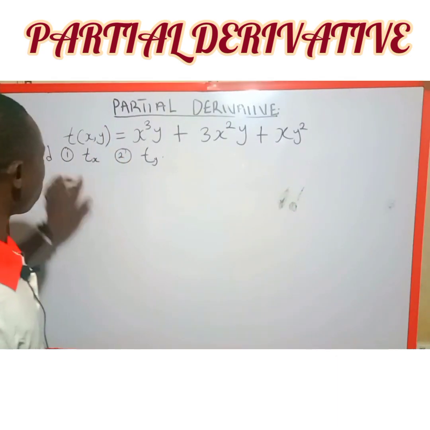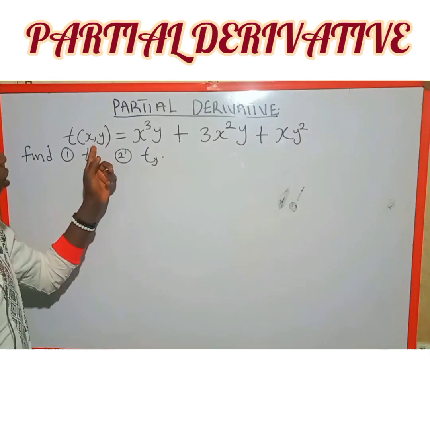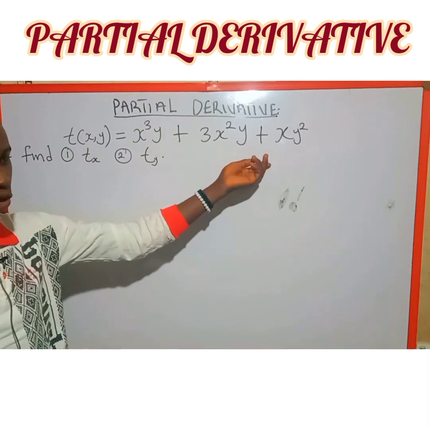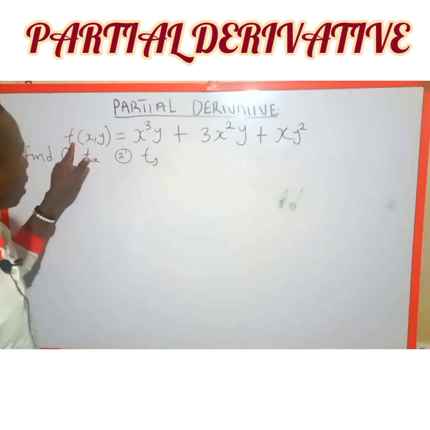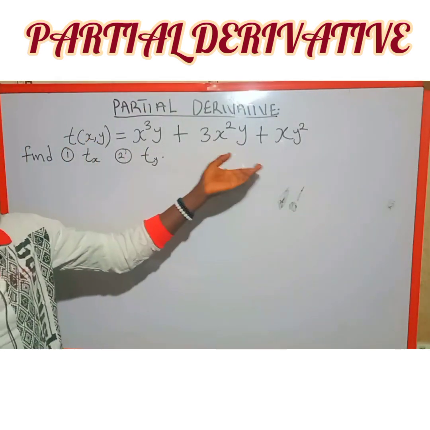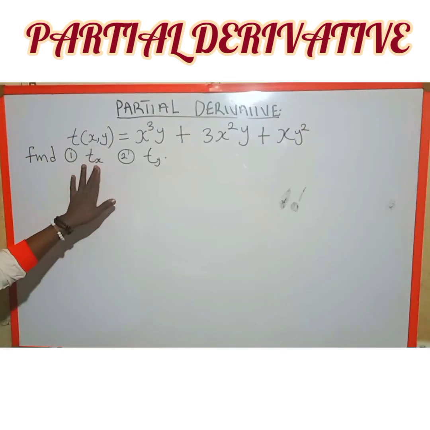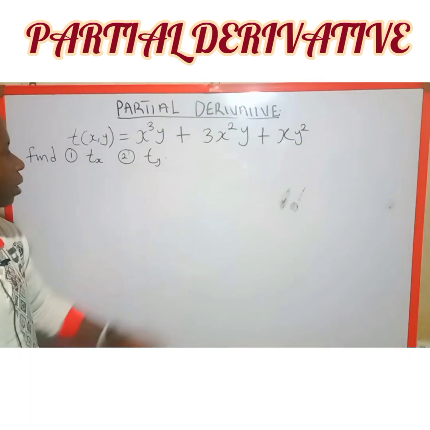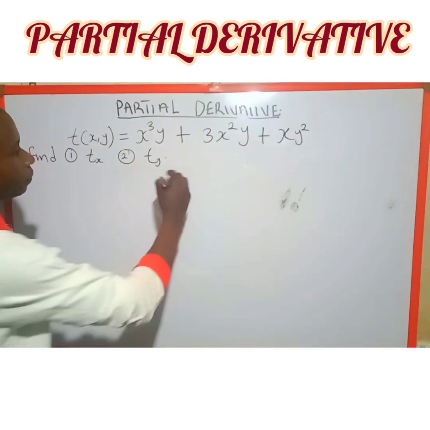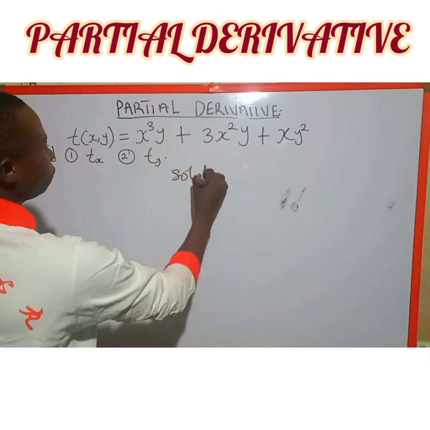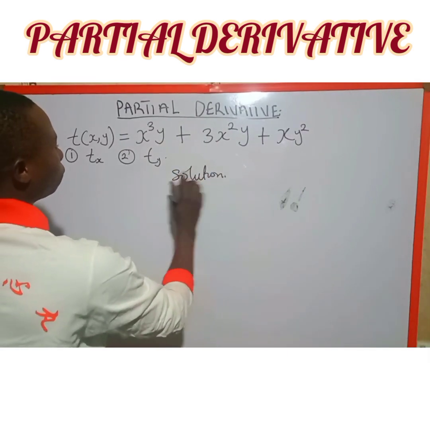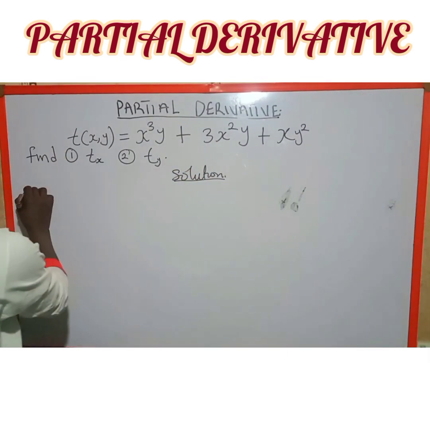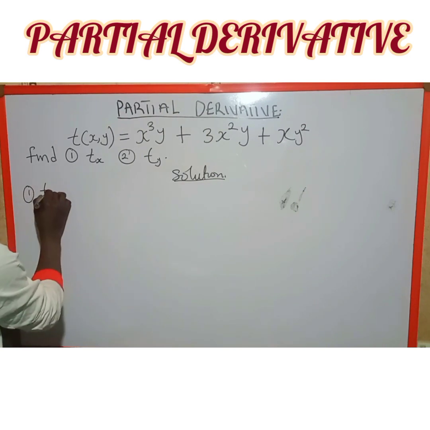Now look at this function. We have T of s comma y is equal to this function. If you look at T here, it depends on the s and y variables. Number 1 is to find T subscript s, and number 2 is T subscript y. So, solution. The first one, we are asked to find T subscript s.